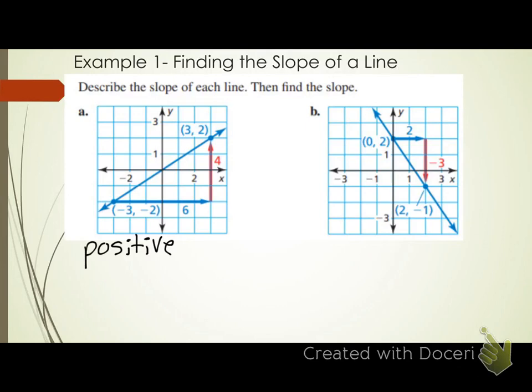Now I need to actually find the slope. My slope is my rise over run. They've already drawn the triangle for us. What's the height of this triangle? 1, 2, 3, 4. So that's my rise, that's my numerator of my slope. The width of the triangle is going to be my run. How wide is this triangle?